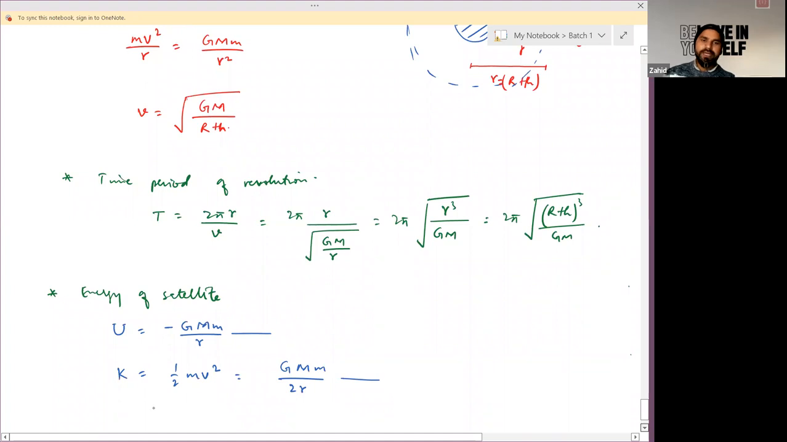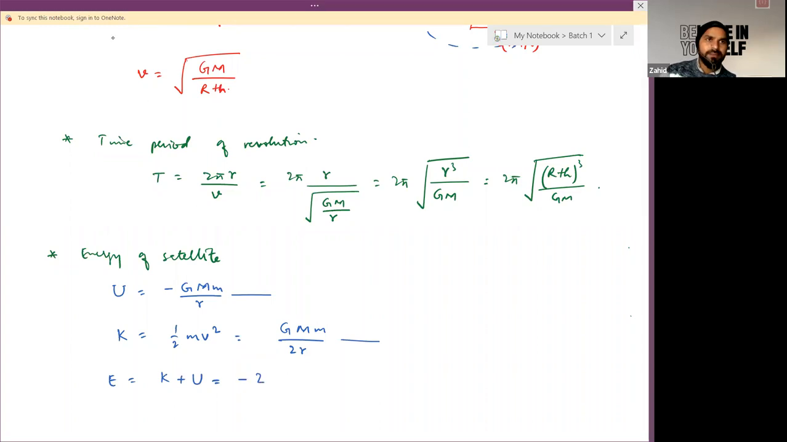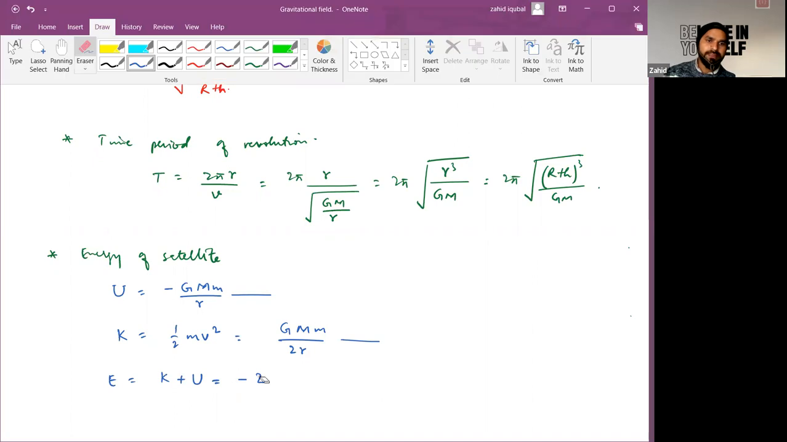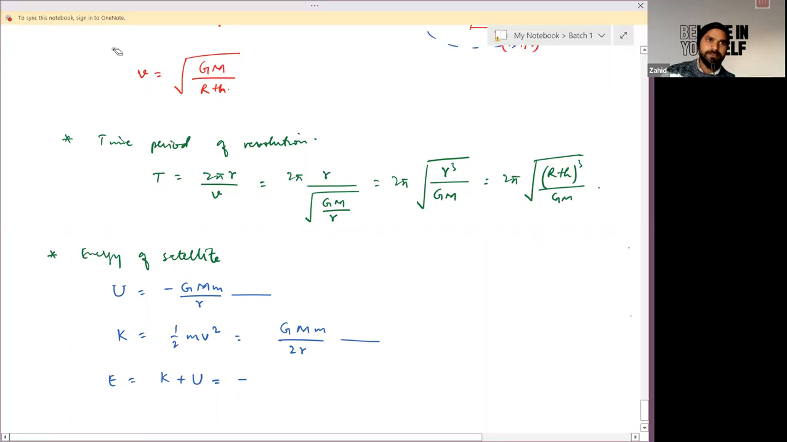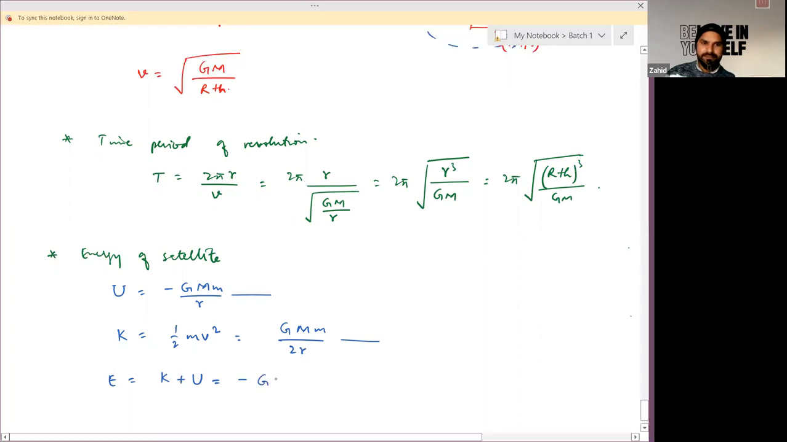Now, if you add these two terms, you'll get total energy as kinetic energy plus potential energy. So on adding these two terms, you will get GMm by 2 times of r with negative sign.